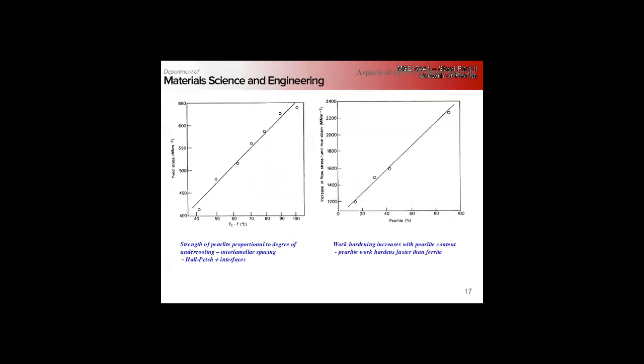Also work hardening, right? Because of the confinement, pearlite work hardens faster than either Widmanstatten ferrite or idiomorphic or allotriomorphic or proeutectoid ferrites, because of the confinement and the tortuous structure of the pearlite, right? So the dislocations can't move around each other; they're forced to interact.